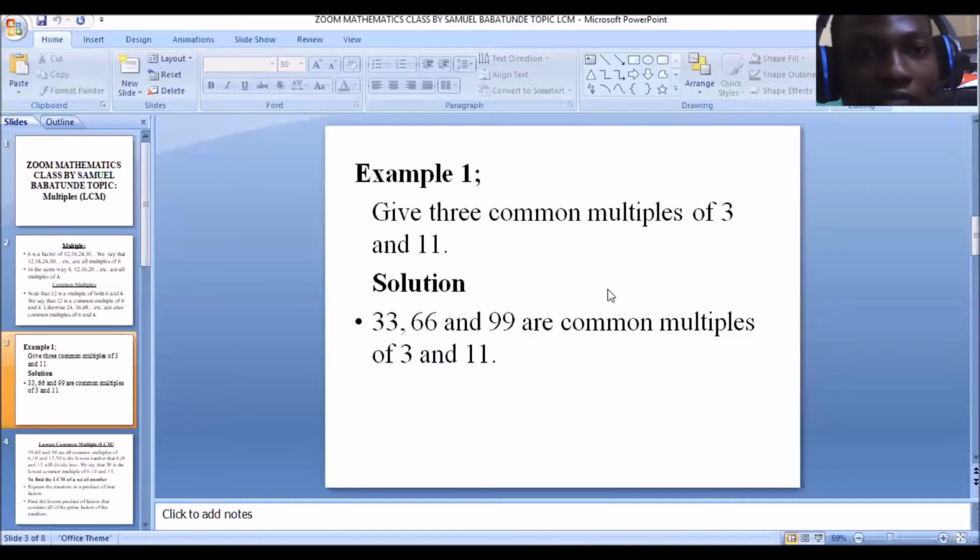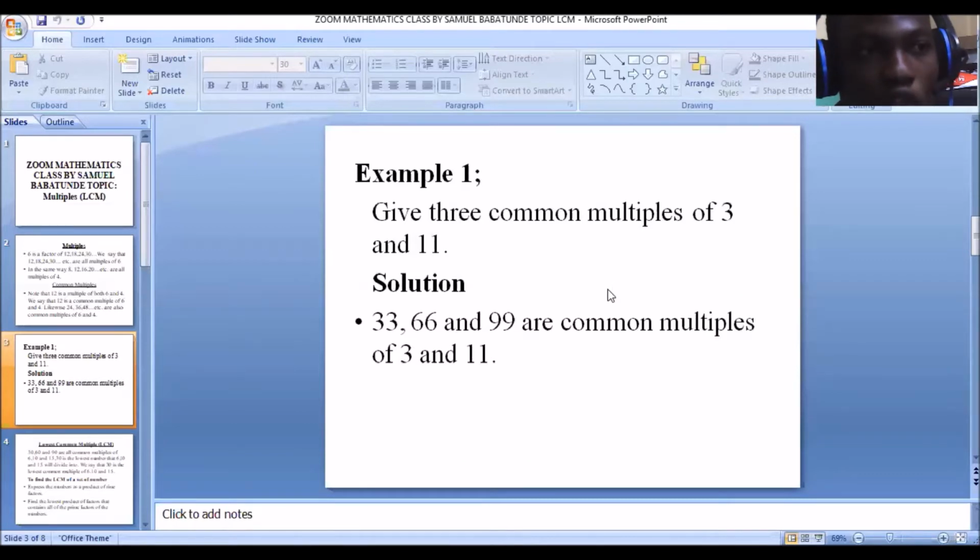Now you proceed again. As you proceed, you begin to check. Now you get to 11 times 9. 11 times 9 will give you 99. And like you know, 99 is also a multiple of 3, because 3 is a factor of 99. So you can now say 99 is a common multiple of 3 and 11. Now we've gotten our 3 common multiples, which are 33, 66, and 99. And all these are common multiples of 3 and 11. Very, very simple and straightforward.